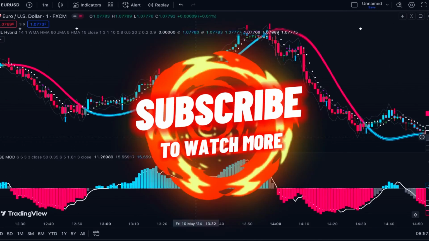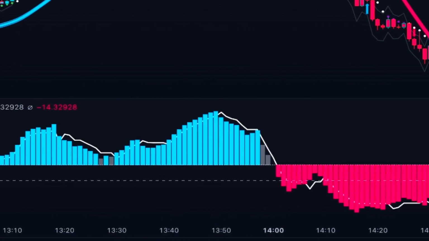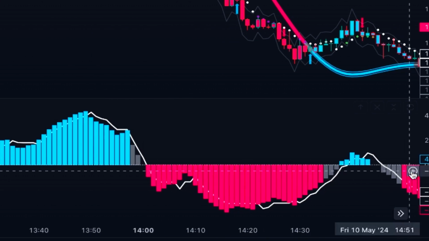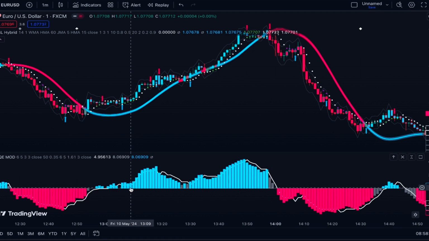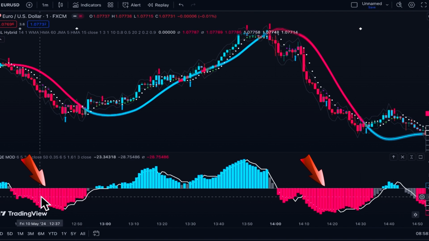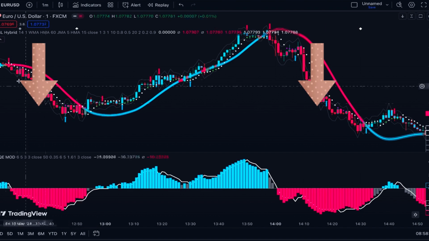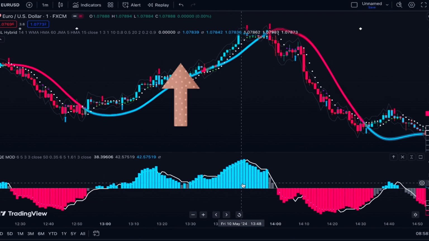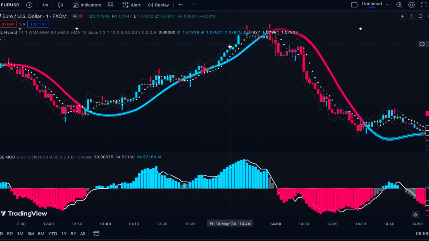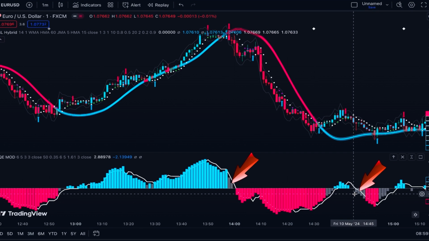Alright, first let's begin with QQE mod. As you can see, we have a histogram which is moving above and below the center line, which is 0. The histogram can have 3 colors, which depends on the market situation. When the histogram is below the center line and red, it shows we have greater downside momentum, so the market is declining, and when it's above the center line and blue, it shows we have greater upside momentum, so the market is advancing. But the histogram can also be in another color, which is gray, and it shows non-trending or flat market.